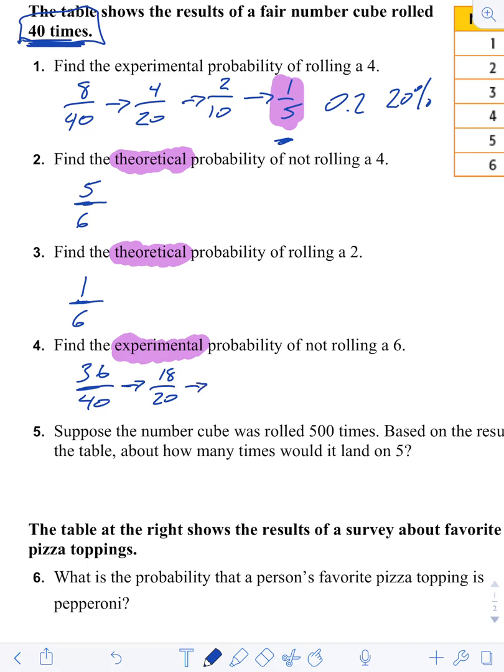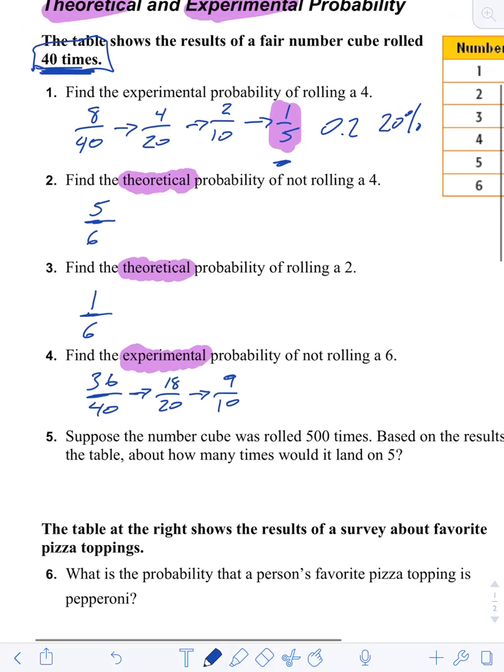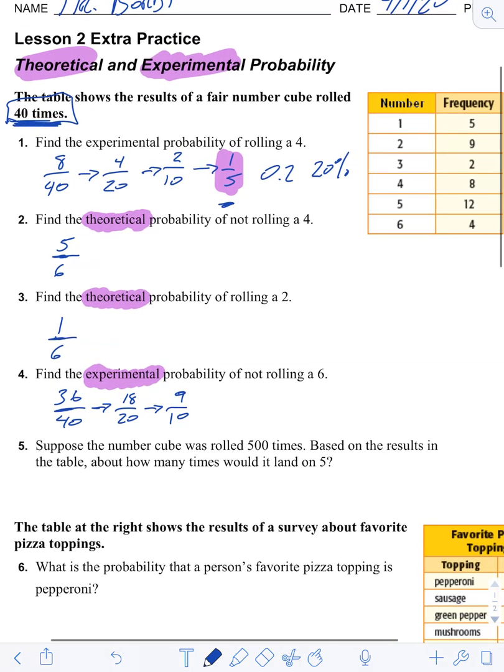They're both even numbers again, so I'm going to cut it in half down to 9/10. So there's my answer, 9/10. Okay. Now, number 5, it gets a little bit trickier.